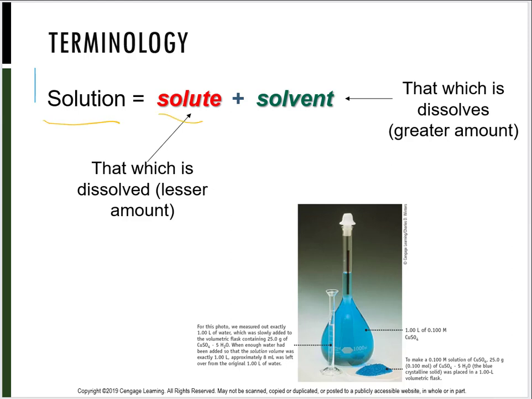So a solution is made up of a solute and a solvent. The solute is that which is dissolved into the solvent, what it is dissolved in. So here we go. We have a picture down here. It says we measured out exactly 1 liter of water, which was slowly added to this flask. And this flask contained 25 grams of copper sulfate pentahydrate. When enough water had been added, so the solution volume was exactly 1 liter, approximately 8 milliliters was left over from the original. Okay.